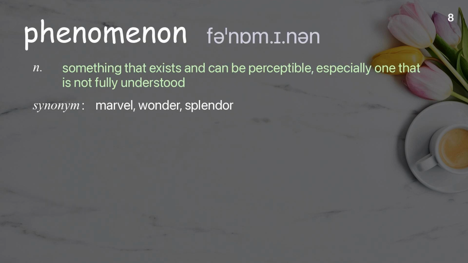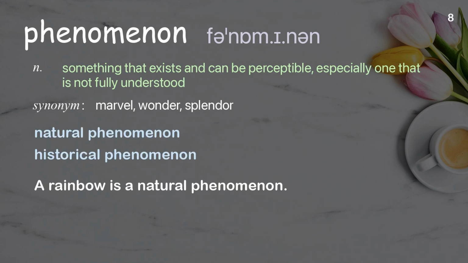Phenomenon. Something that exists and can be perceptible, especially one that is not fully understood. Examples: natural phenomenon. Historical phenomenon. A rainbow is a natural phenomenon.